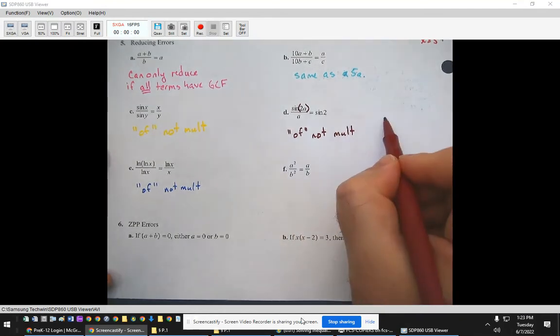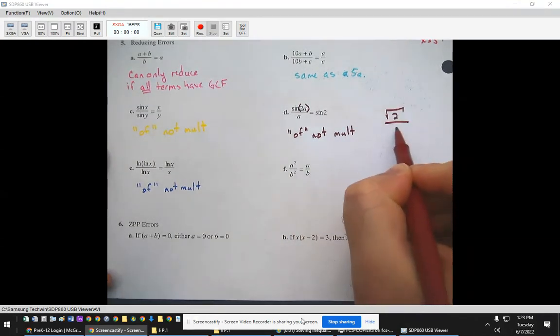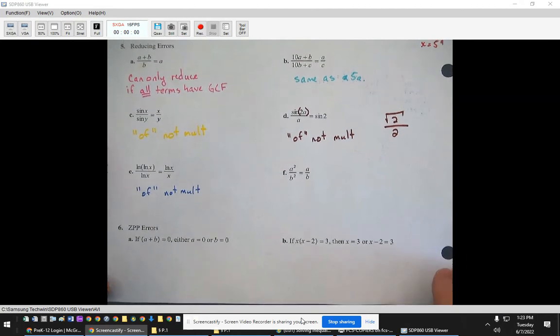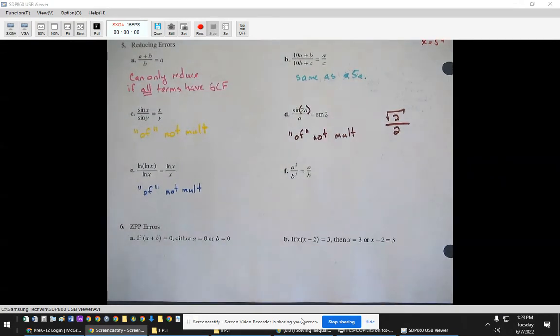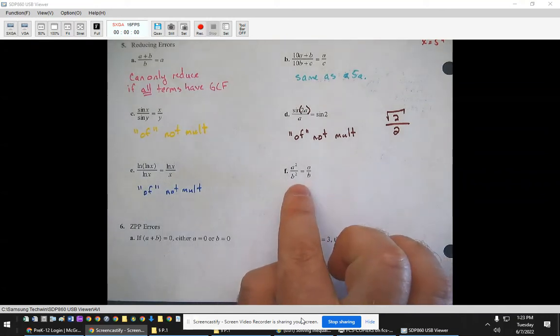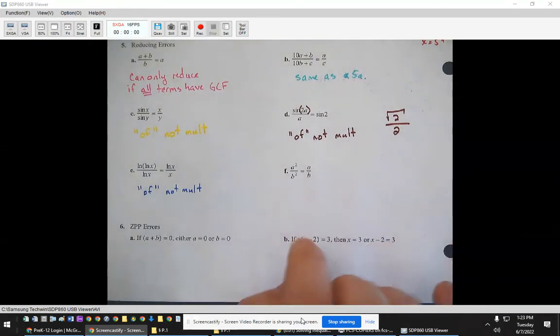I mean, you wouldn't cancel square root of 2 over 2, or at least I hope not. That was one of our trig things from last year, one of our special right triangles. And then also the same thing here. You can't just kill off a squared. You can't square root both of them and get the same answer. I mean, let's quickly come up with an example, and I'll prove it to you.